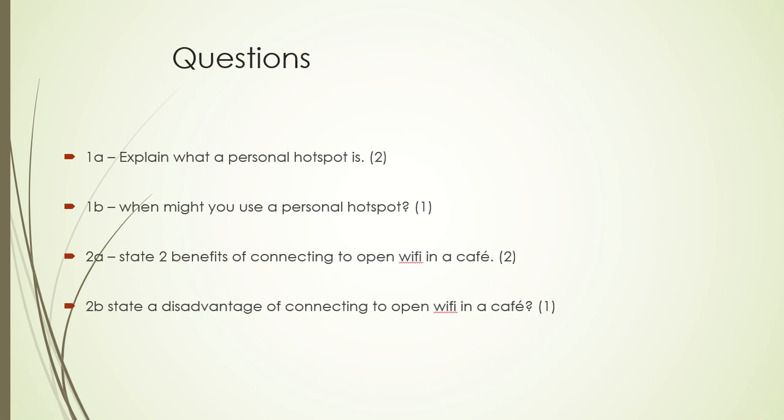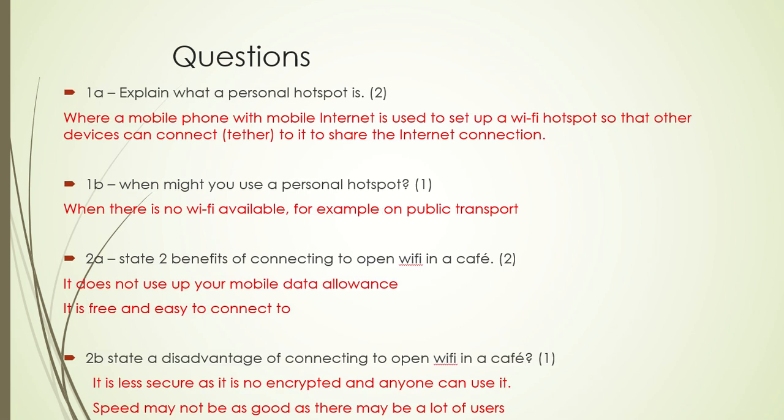Right, let's have a little look at how we could answer these. So explain what a personal hotspot is. It's a two marker, so you need a point and an expansion. So my point is where a mobile phone with mobile internet is used to set up a Wi-Fi hotspot, and my explanation so that other devices can connect or tether to it to share the internet connection.